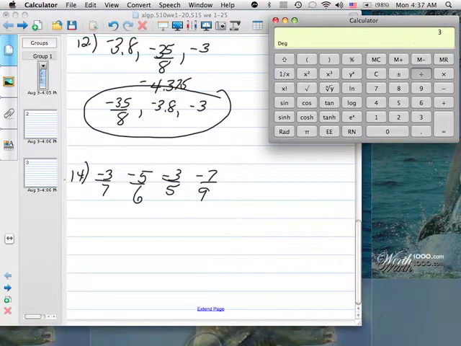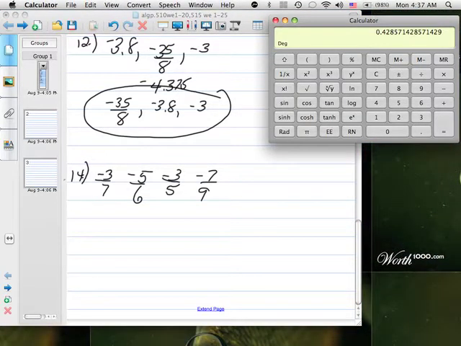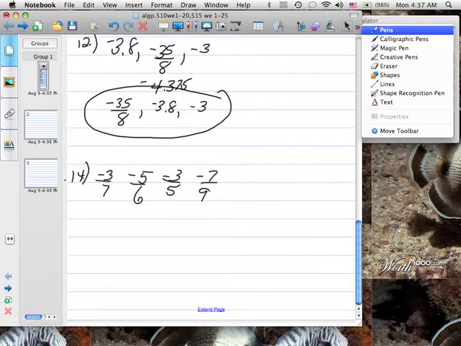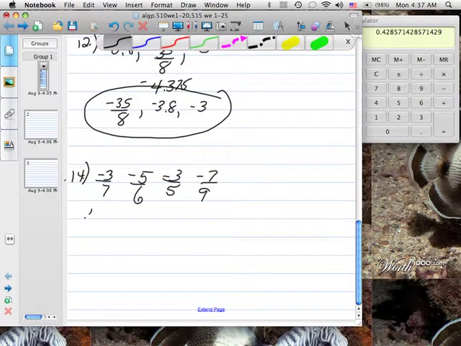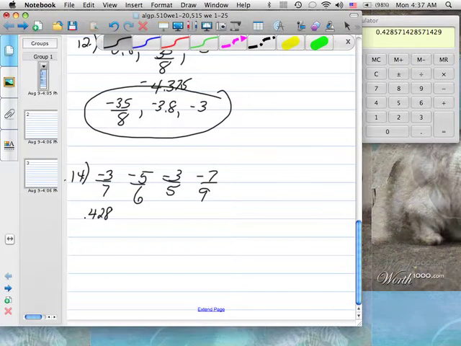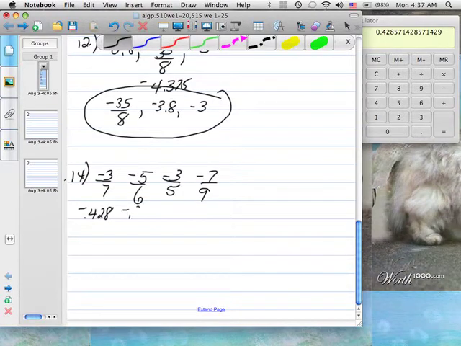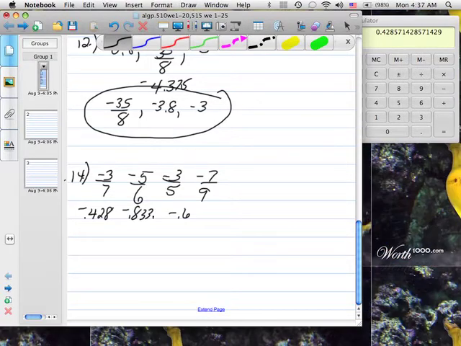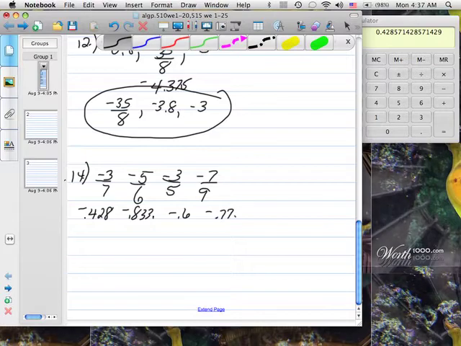3 divided by 7 is 0.428. So we'll put that down, at least the first couple of digits. Negative 5/6, if you remember that, is negative 0.83 repeating. Negative 3/5 is negative 0.6. And negative 7/9 is negative 0.7 repeating.